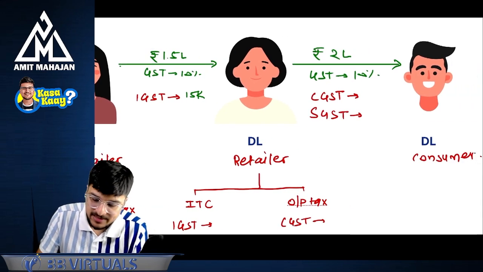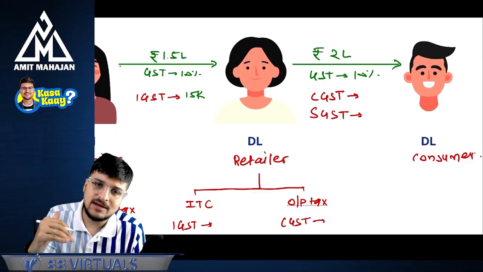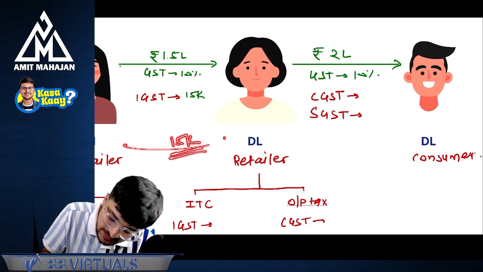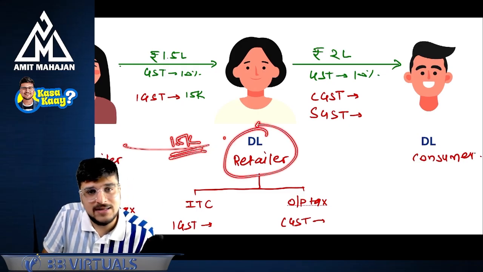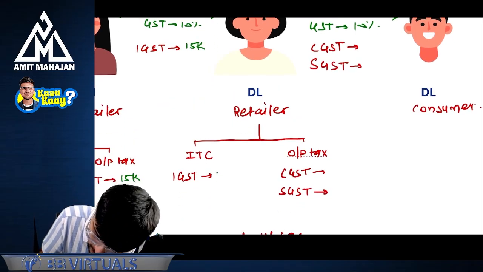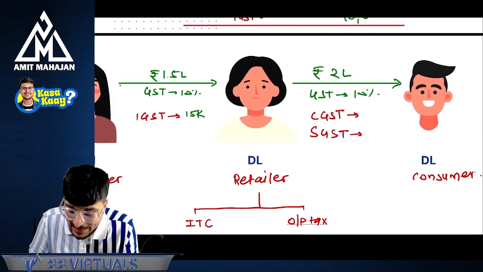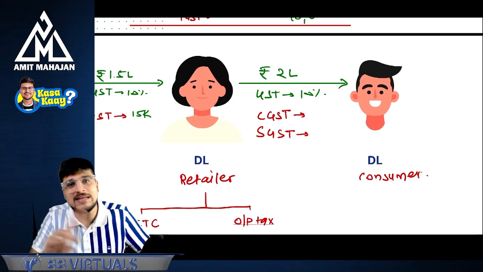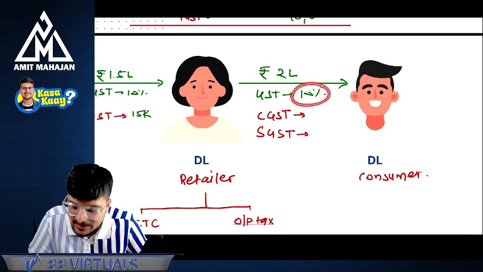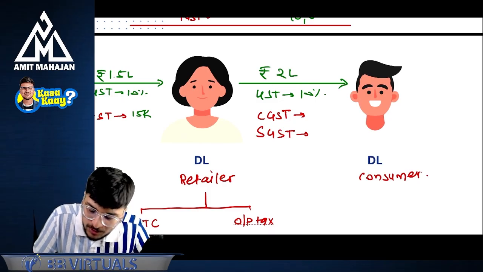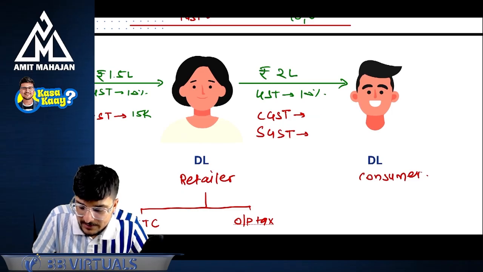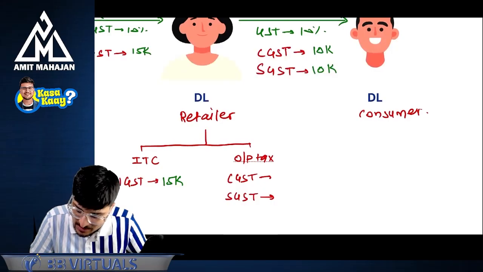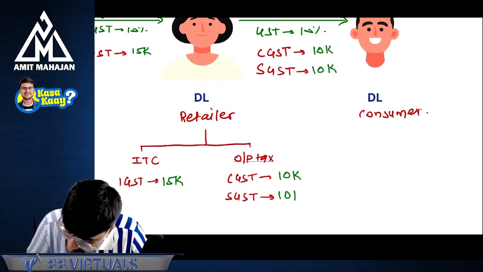Okay. Now let's discuss the retailer's perspective. Now this Delhi retailer must have taken certain goods for 1,50,000 and must have paid 15,000 rupees ka IGST. Can I say this retailer will get the ITC of 15,000 rupees of IGST? Yes. So here it will come as 15,000. Okay. Now Delhi retailer is selling the goods further to the consumer for 2 lakh rupees. And he's also from Delhi. Can I say this is an intrastate transaction? If it is an intrastate transaction, can I say GST of 10% will be applicable? So CGST, SGST will be applicable. So CGST, SGST matlab 10,000 and 10,000, which will be 20,000 rupees ka total GST. Correct? So what is retailer's output tax? Output tax is CGST 10,000 and SGST 10,000.